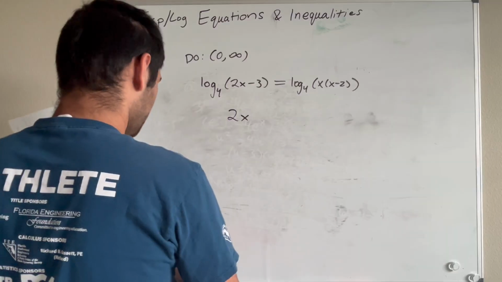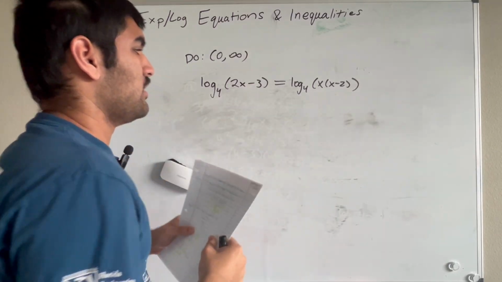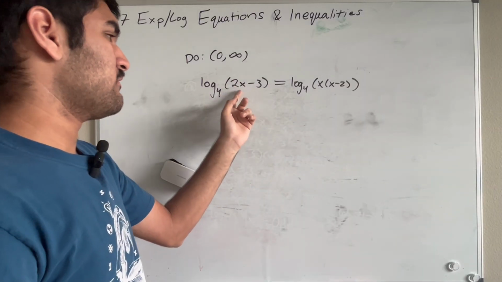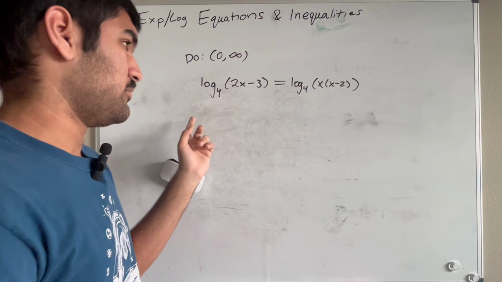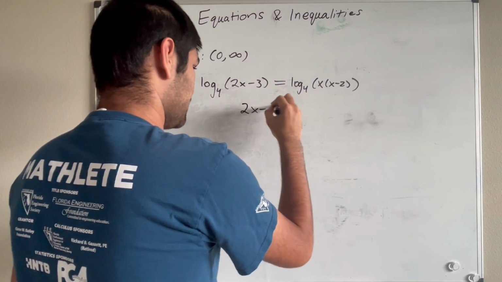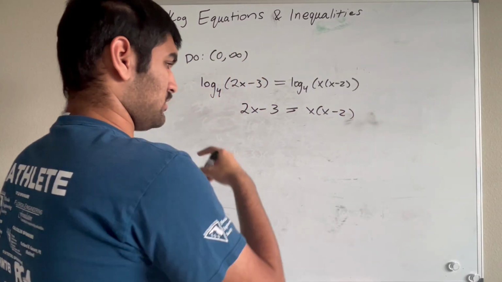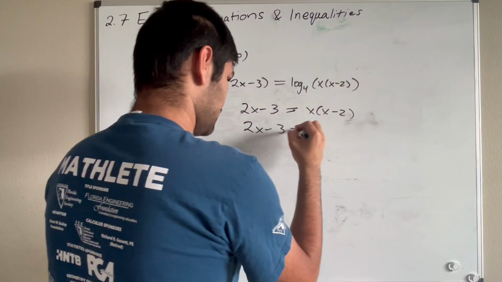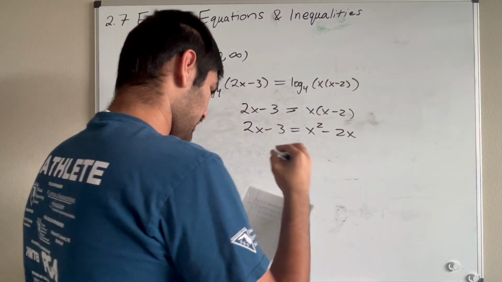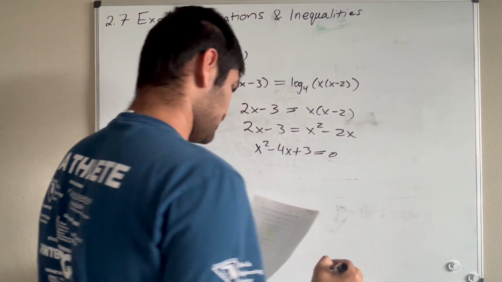First of all, notice that we have log base 4 of this thing is equal to log base 4 of this thing. And logarithmic functions, just like exponential functions, are one-to-one, meaning that for every input, there's exactly one unique output. So that means that we can just equate the insides. So we just get 2x minus 3 is equal to x times x minus 2. Simplifying this, you get 2x minus 3 is equal to x squared minus 2x, and you get x squared minus 4x plus 3 equals 0.